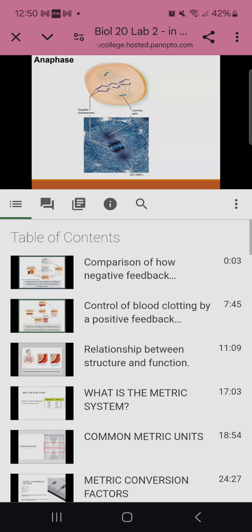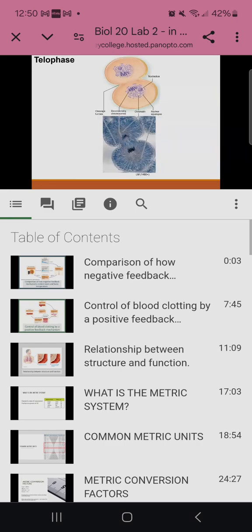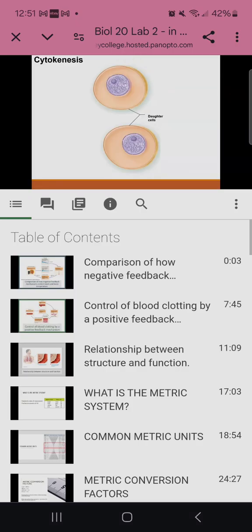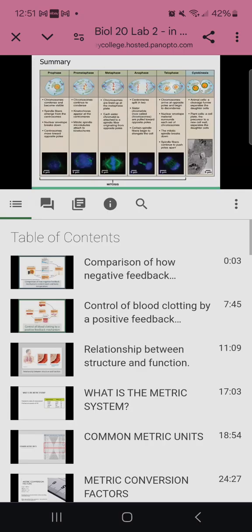Anaphase, the sister chromatids are separating, and then telophase, you'll see how we have a nucleus forming around the sister chromatids, and then we have cytokinesis where the cell divides into two, and we end up making two identical diploid daughter cells. And this is a summary of everything that we talked about that takes place in mitosis.